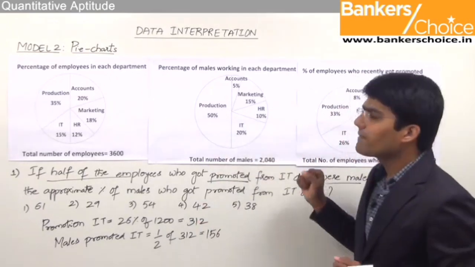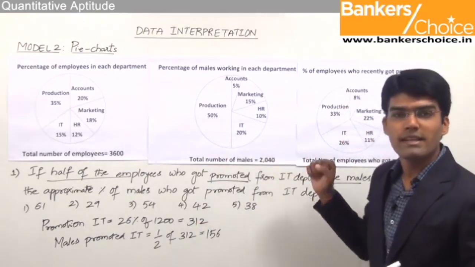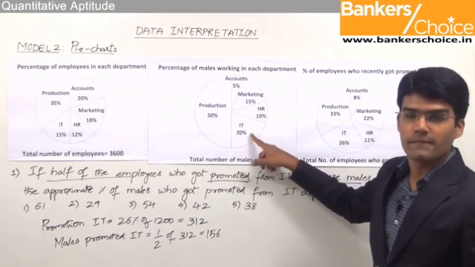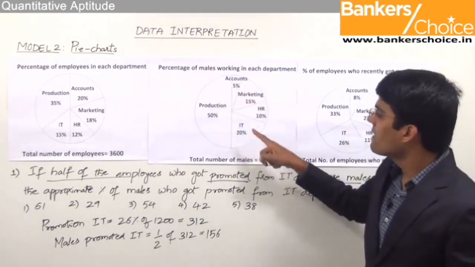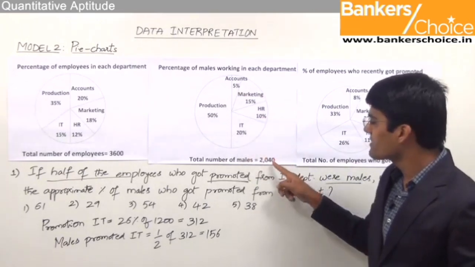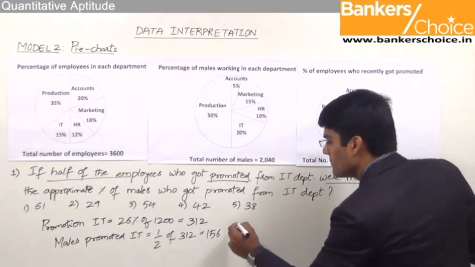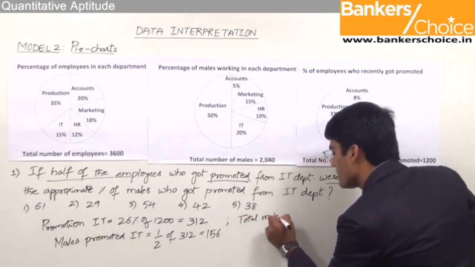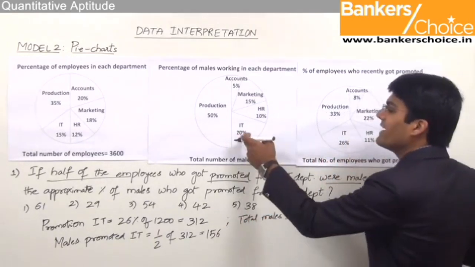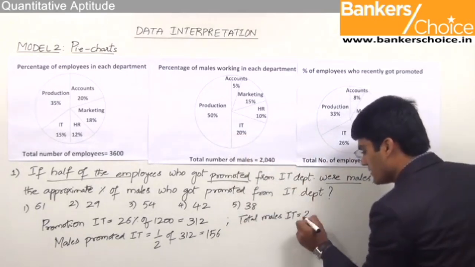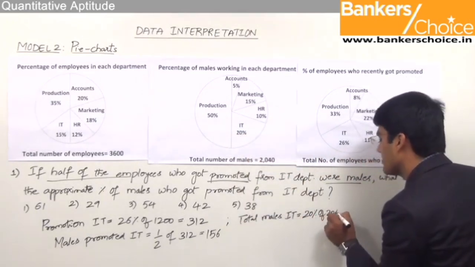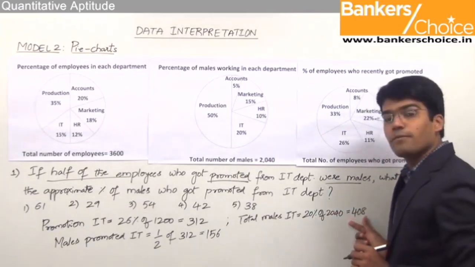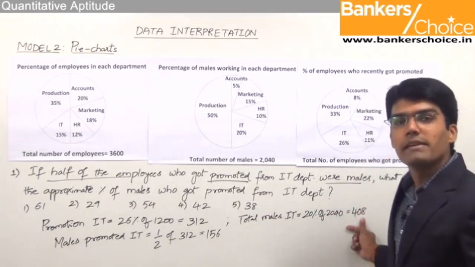And from the second pie chart, we can find out the number of males who are there in the IT department. For example, for IT department, the share here is 20%. So we can say that the number of males working in IT department is 20% of 2040. So the number of males in IT department, total males for IT department can be taken as 20% of 2040. 20% of 2040 comes out to be 408. So we know that total there are 408 males working in the IT department.